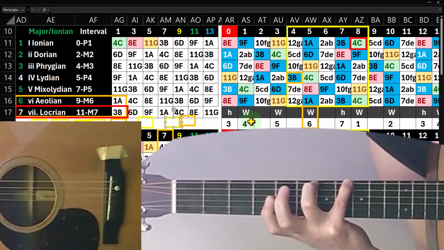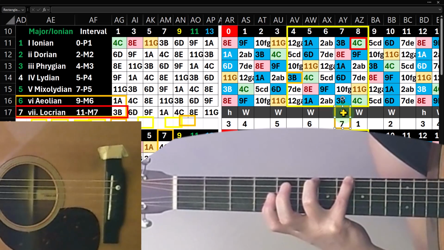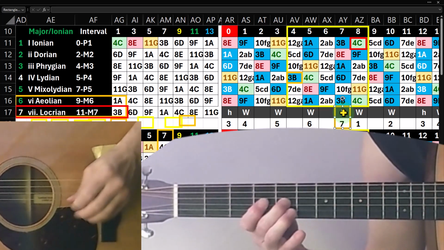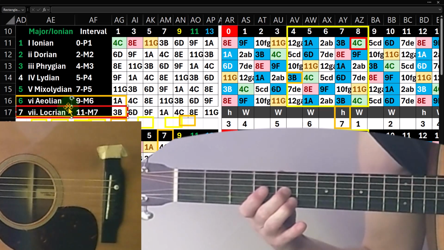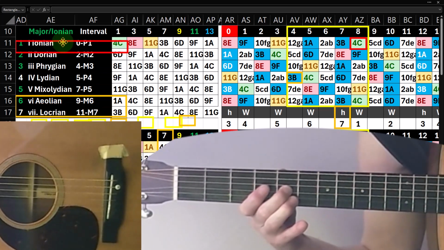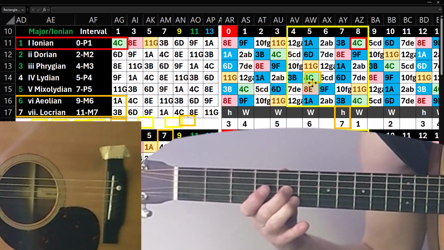And then we're going to go, of course, from the 7 to the 8 or 1, which is going to be a half step. 7 to the 8 or 1. So it goes from the 7, which is the absolute mode number 7, Locrian, to 8 or 1, the Ionian, back to home base here.